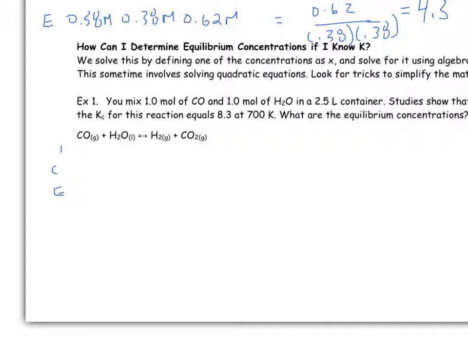Now I have to calculate the concentrations for my initial because I have a 2.5 liter container. I'm going to take 1 mole of CO and divide by 2.5 using my equation from grade 11, C equals n over V. That gives me an initial concentration of 0.4. The same occurs for the water.